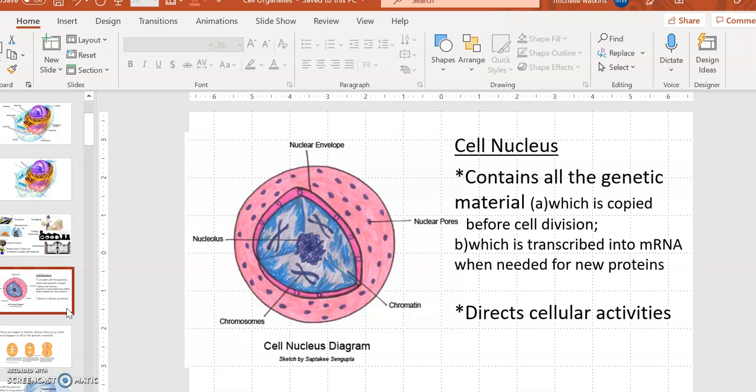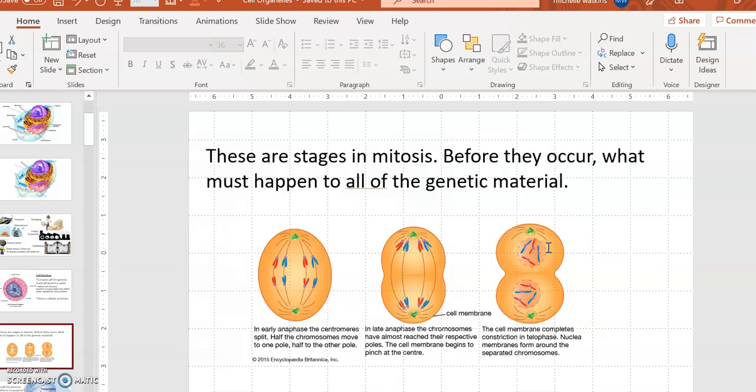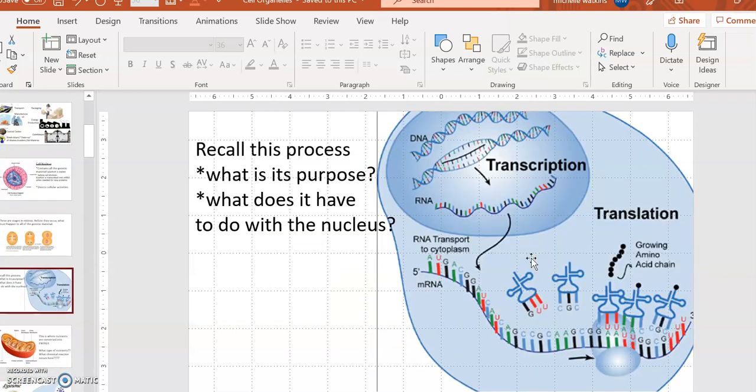The nucleus contains all the genetic material, as you know, and second bullet point, it directs all cellular activities. I have a slide for each, A and B, here. So what does the nucleus do? This is cell division, which we're not studying in depth, but you remember that for cell division to occur, what has to happen? Look, each of the daughter cells has a full copy of the DNA. So the genetic material has to be copied, and that occurs in the nucleus.